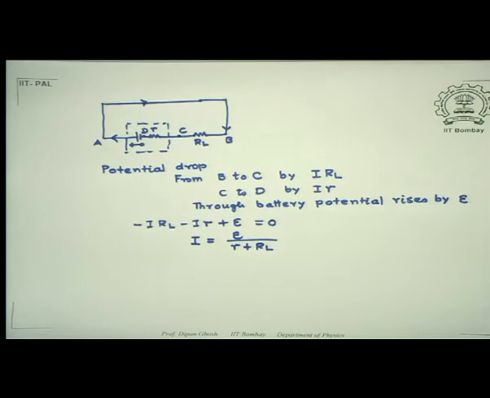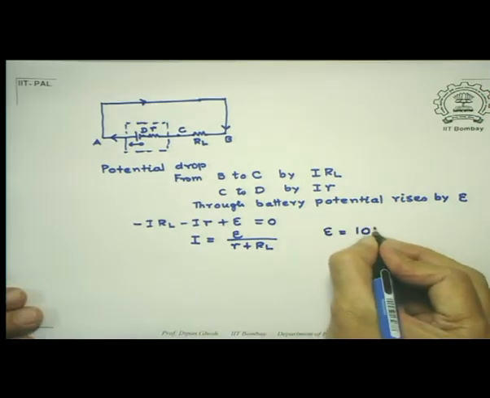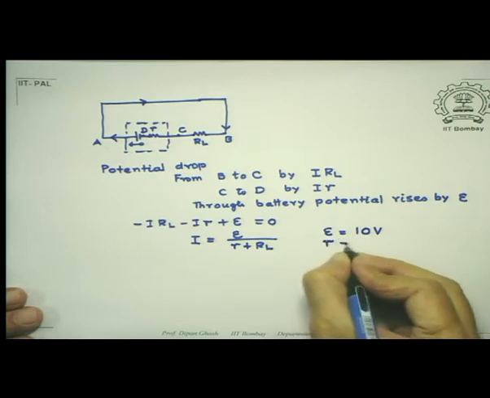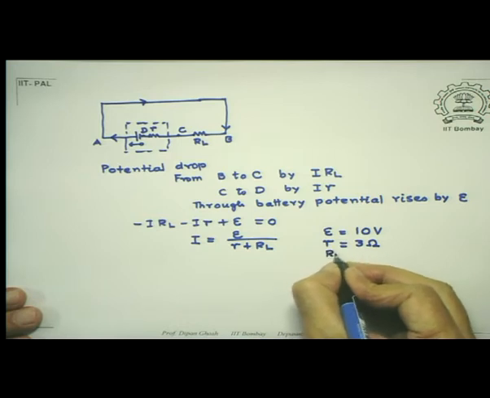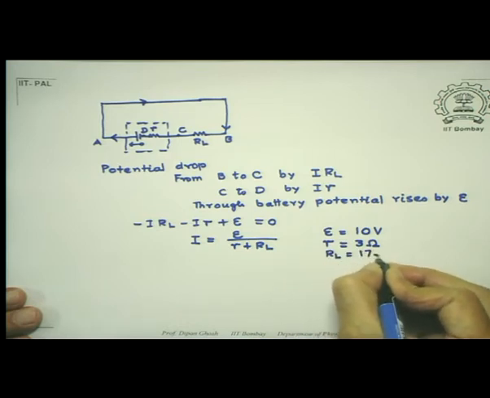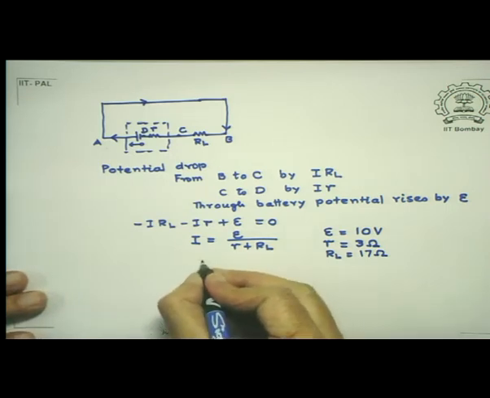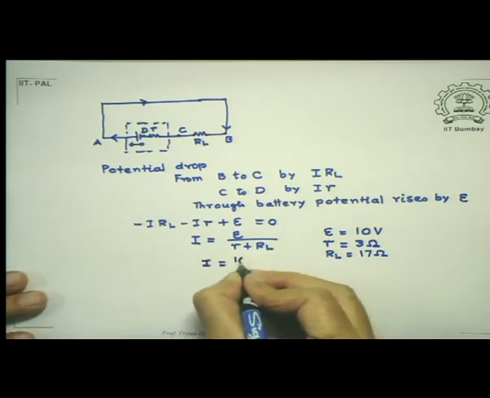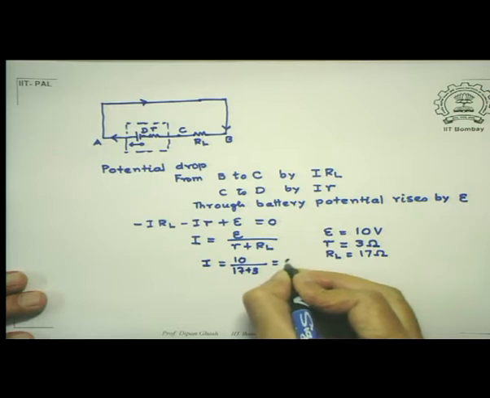For definiteness, let me take E to be equal to 10 volts, the internal resistance to be 3 ohms and the load resistance to be 17 ohms. 3 ohms is rather a large internal resistance. The current in that case will be 10 divided by 17 plus 3. So, that's equal to 0.5 amperes.